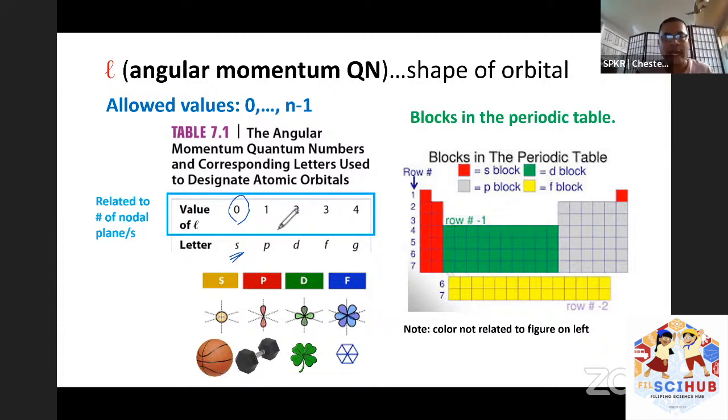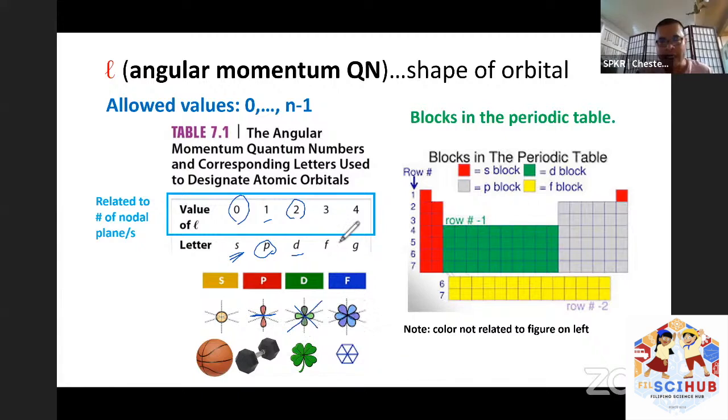Now if your L is equal to 1, therefore you have one nodal plane that's going to be your p orbital. So asan nga ba yung nodal plane ng p orbital? Yun. Wala kang nakikitang electron dyan. L equals 2, so this is going to be the d orbital. Meron kang dalawang nodal planes. Asan yung dalawang nodal planes ng d orbital? Ayun, wala kang electron density doon.